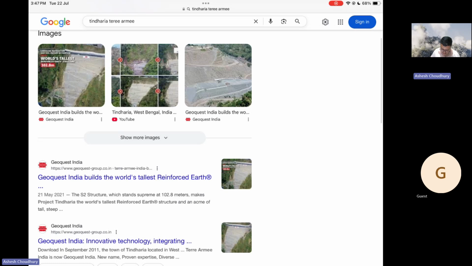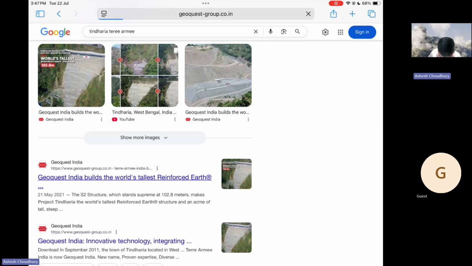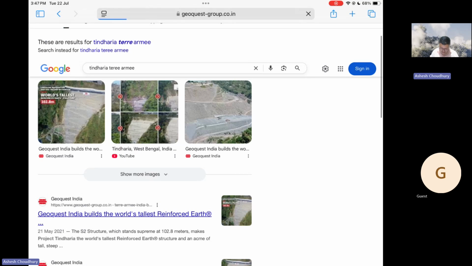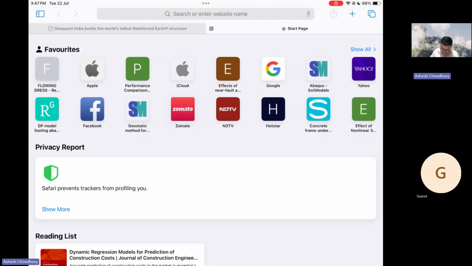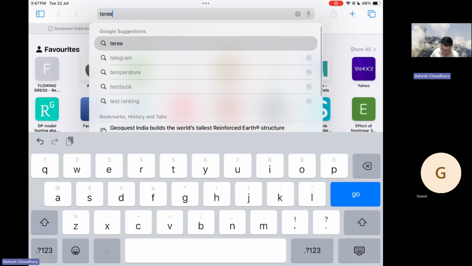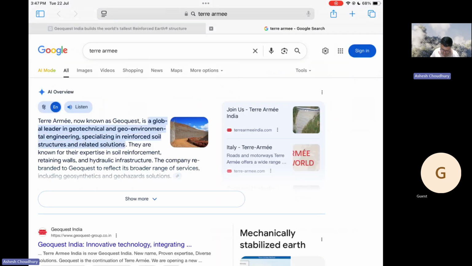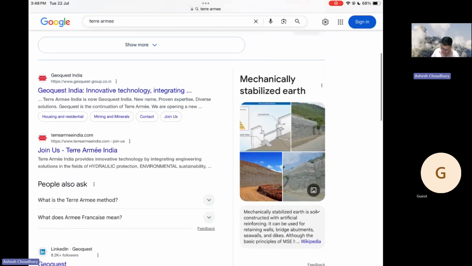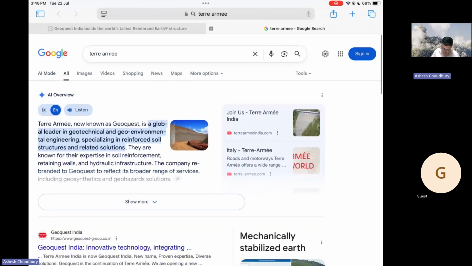This company, Tindaria, has now changed its name to GeoQuest India. In India, the name has changed. Previously, it was known as Terre Armee. Now the name has changed to GeoQuest.